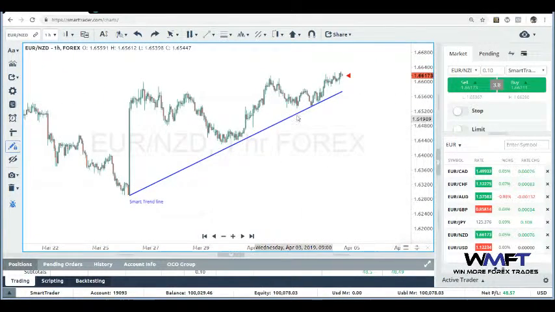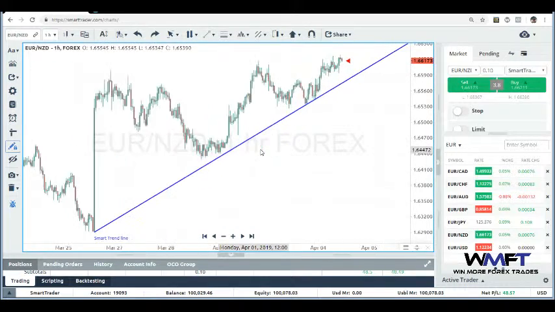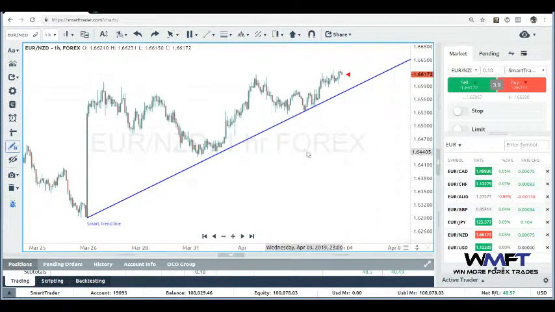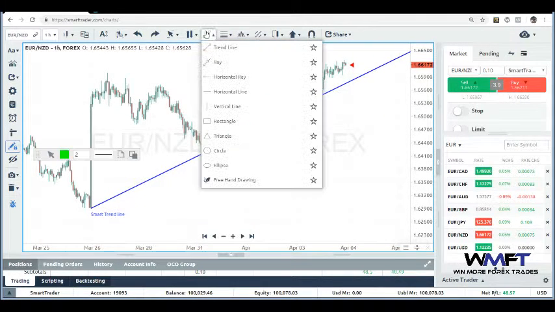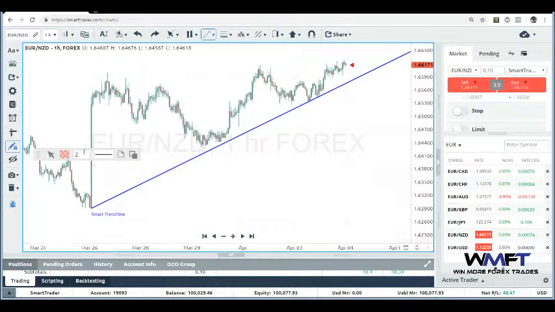We got this one uptrend line. The market has yet to break this uptrend line, and simply what we want the market to do is... let's see here. All right, there's our trend line. Let's get that color going.